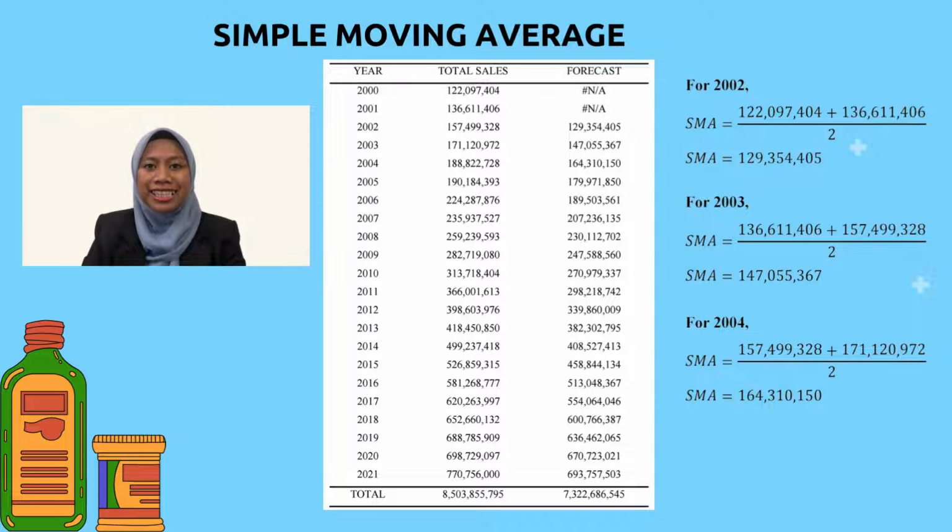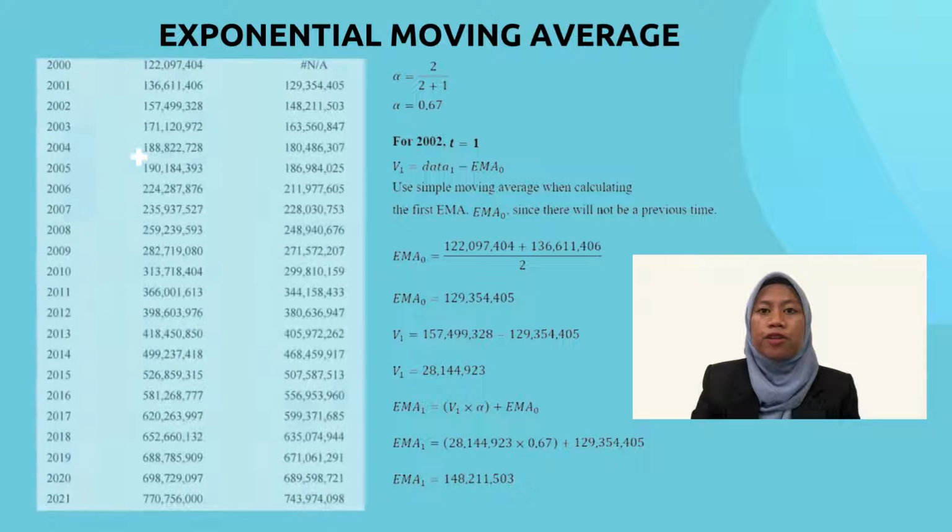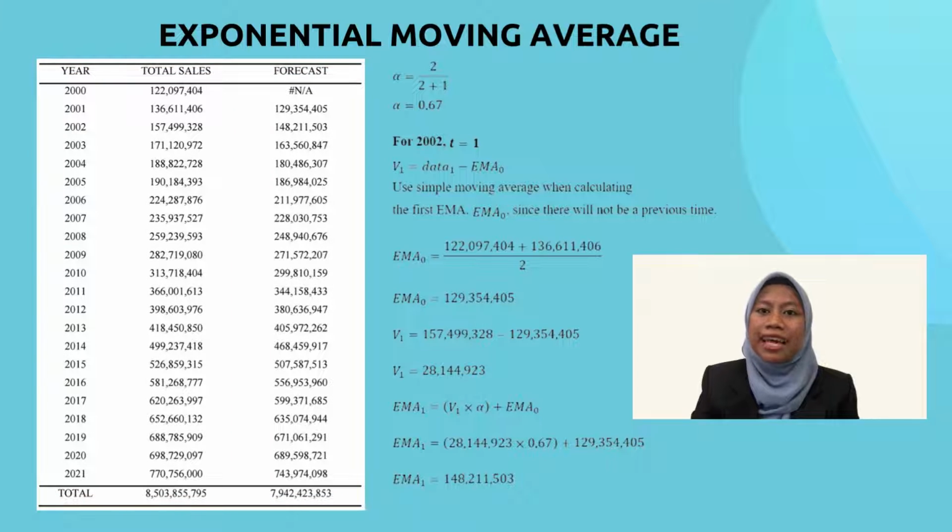The forecast data can be obtained using the SMA formula for a 2-year SMA and is shown in the table from 2001 until 2021. These are examples of forecasting the data for 2002 until 2004. The forecast data can be obtained using the EMA formula for a 2-year EMA and is shown in the table from 2001 until 2021. These are examples of forecasting the data for 2002.